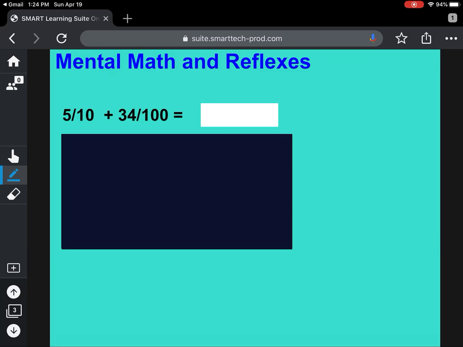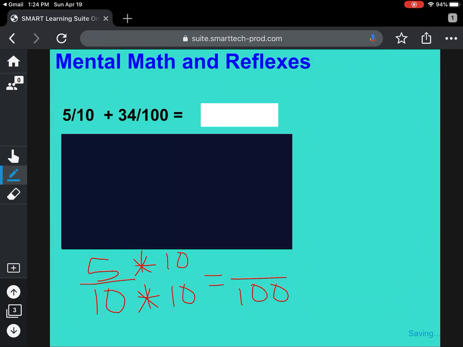An easy way to do that on your paper is to start with the first fraction, 5/10, then multiply the numerator and the denominator by the same number in order to get a new denominator that is 100. Think to yourself, 10 times what equals 100? And you should already know that 10 times 10 equals 100. If we multiply the denominators by 10, we have to do the same for the numerators. And we know that 5 times 10 is 50. So now we have an equivalent fraction for 5/10, where the denominator is 100.